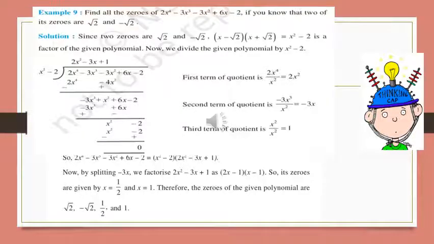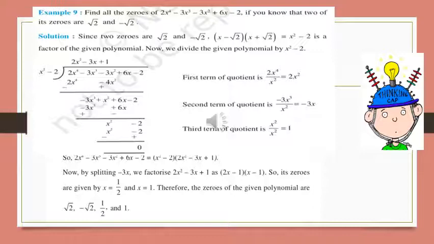See here, it's a different type of question. We have to find all zeros of this polynomial, whose degree is 4. Degree 4 means it has 4 zeros, and only 2 are given. We have to find the remaining 2. We know that 2 of its zeros are root 2 and minus root 2. As these are zeros, we can say x minus root 2 and x plus root 2 are factors. Use the identity a plus b into a minus b, and by solving it you will get x square minus 2 as a factor of the given polynomial.